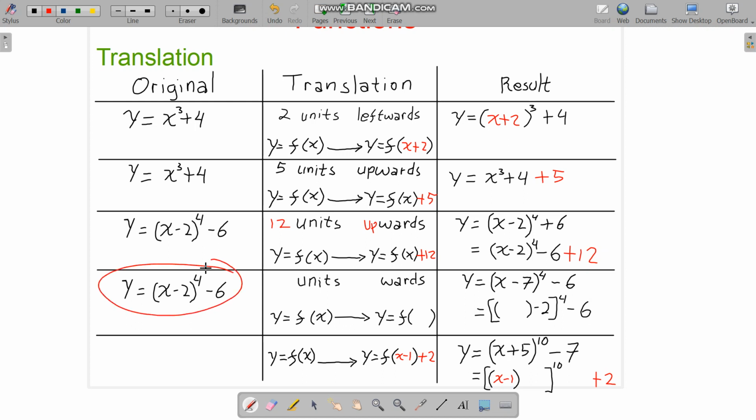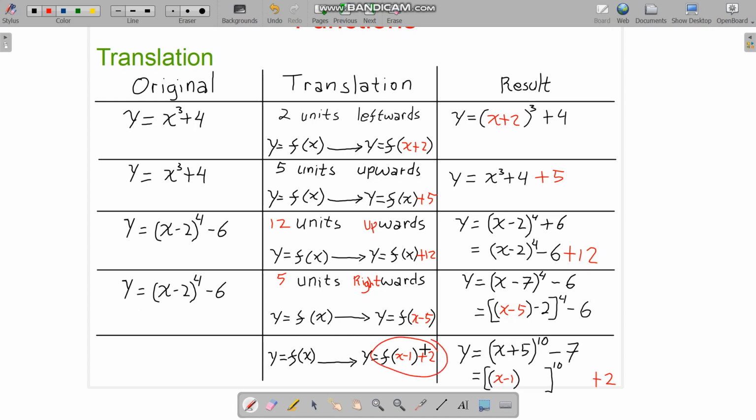Let's say we have the original and we have this result. If you want to know the transformation, express it in this form, so it's going to be in the form of x minus 2, but the x here is actually x minus 5. So the change is you replace x with x minus 5, and on the inside that's either left or right. Minus means you go to the right, and 5 units.